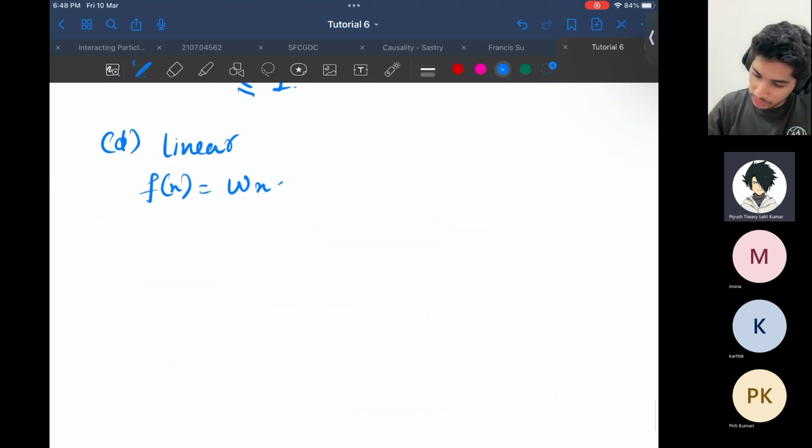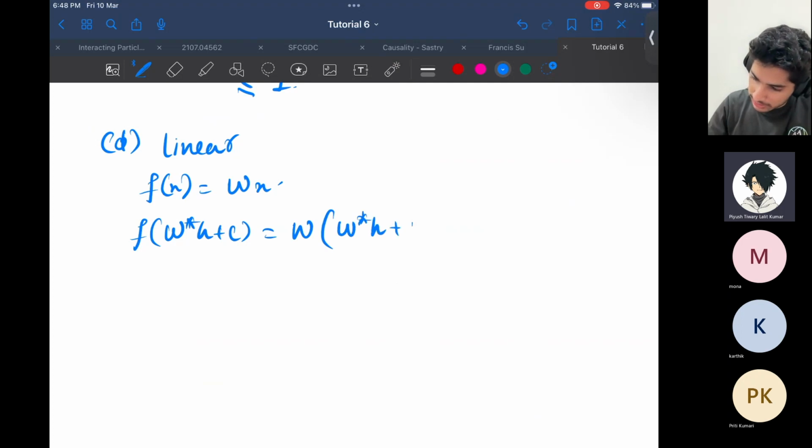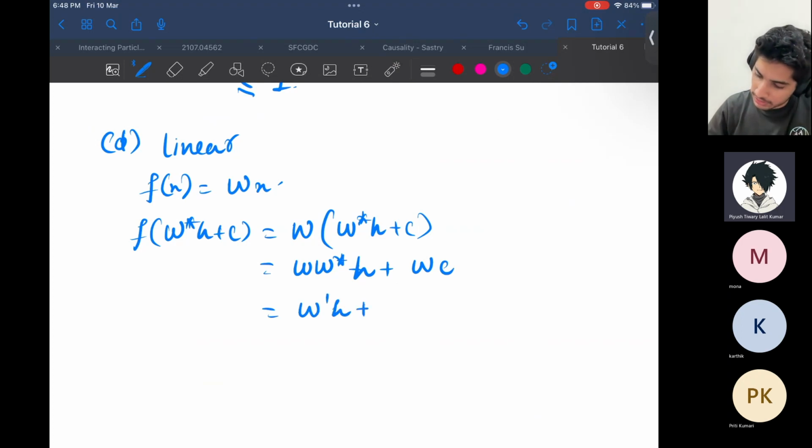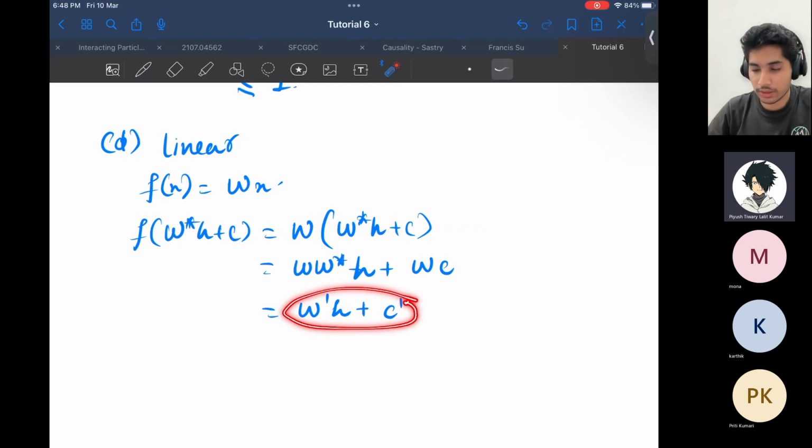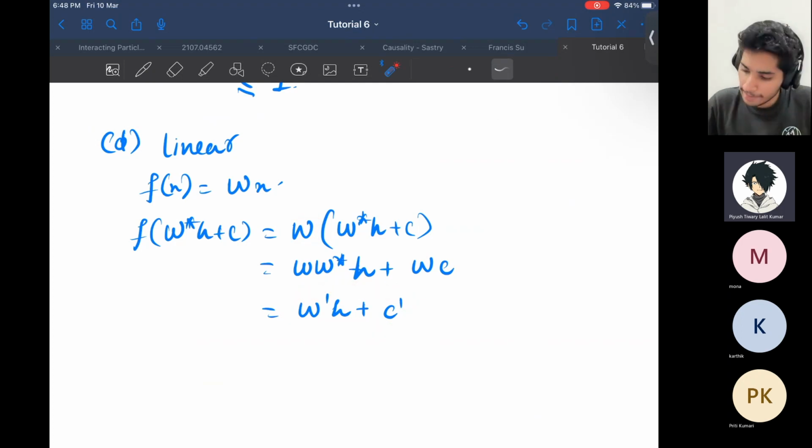So for me, f of what we had there, w star h plus c, what will this become? W times w star h plus c. What will this become? W star h plus wc. And I can write this as some w dash h plus some c dash. This is what it is. So eventually, using a linear activation function is nothing but similar to applying some linear transformation.